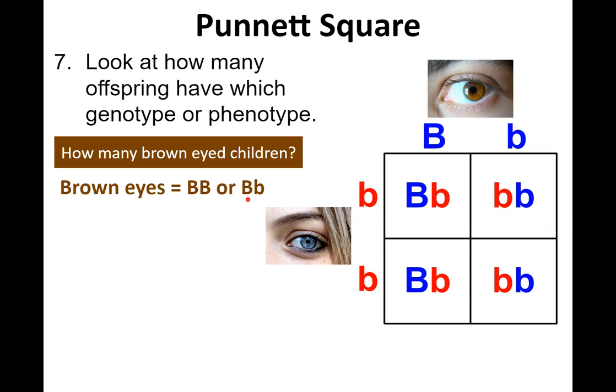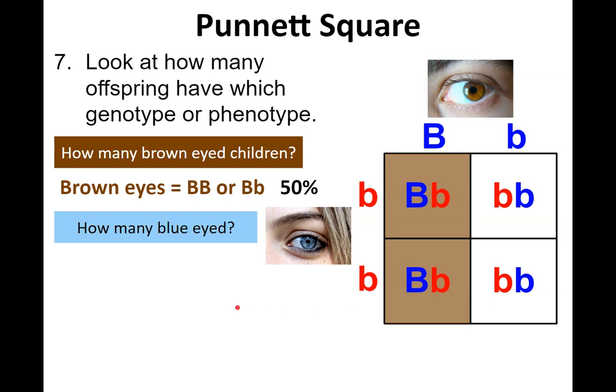So how many of these children, what percentage of these children are going to have brown eyes? Well, it's half of these. It's 50% because it's this one and this one. So 50%, 25% plus 25%, or you can look at the box as a fraction, 50% of them are going to have brown eyes. How many blue-eyed?